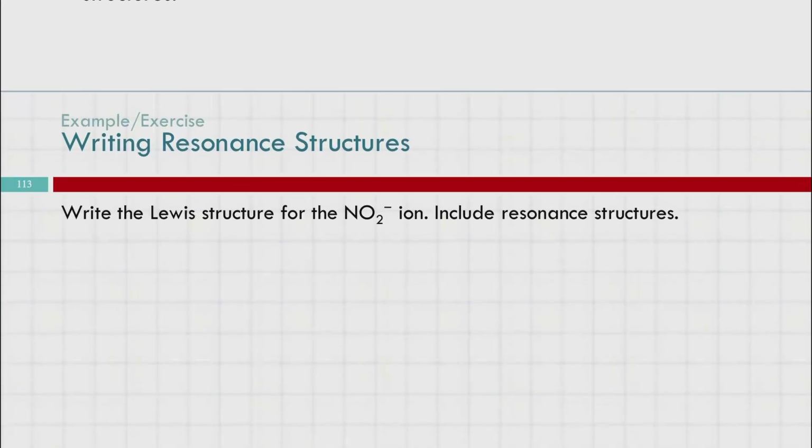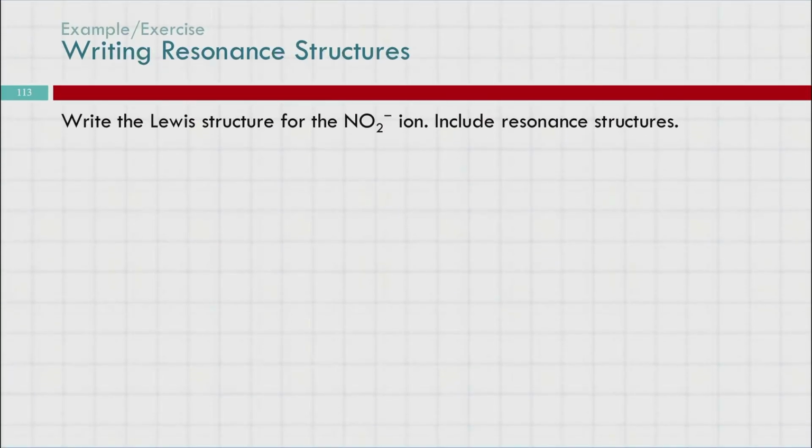All right, write the Lewis structure for the nitrite ion, include resonance structures. Would you like time to do this by yourself? Shall we do it together? Somebody said they wanted to do it by themselves, so I'll give you a couple minutes. All right, that was a couple of minutes. So let's look at Lewis structures for the nitrite ion. We're even told helpfully to include resonance structures.